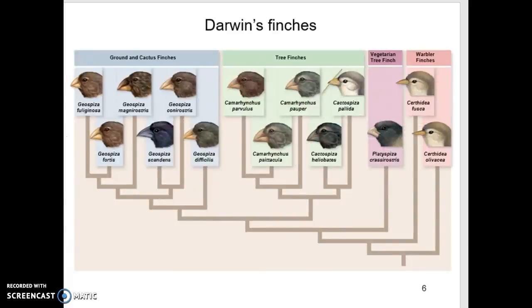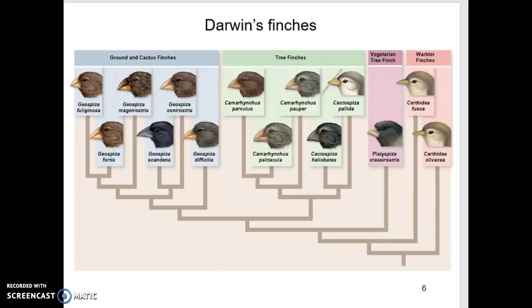Okay, so here's a big picture of the Darwinian finches on the Galapagos Islands. They fall into different categories based upon, are they ground and cactus, tree, vegetarian tree, warbler, etc. But each of these different species is specialized to a particular food source on the given island. And this diversity is due to adaptive radiation and character displacement, and they all descended from the common ancestral population. So we can see these examples all over in nature.